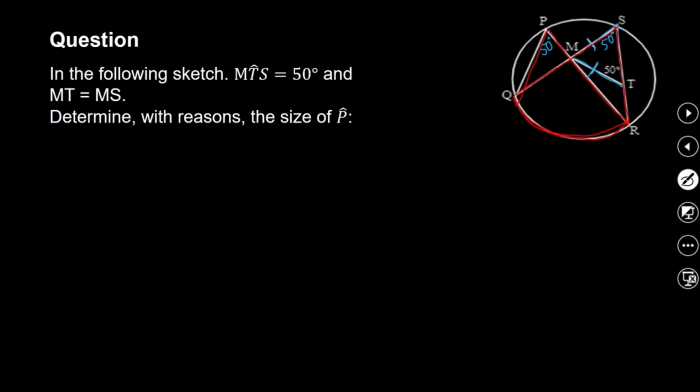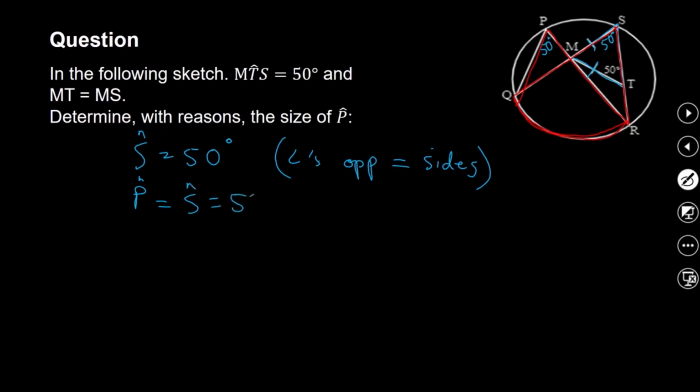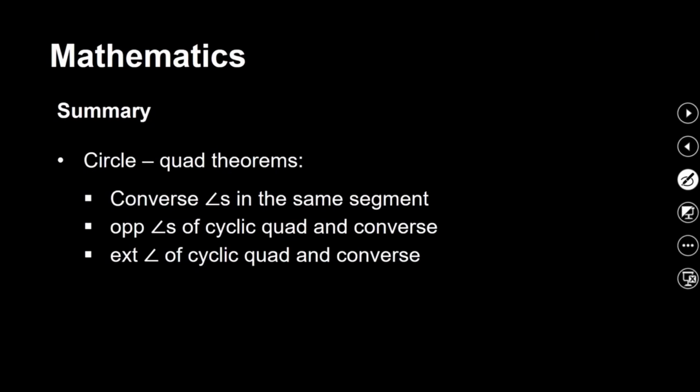So I will start by saying S is 50 degrees. My reason for this will be angles opposite equal sides, and since I know that, I will then say that P is equal to S, which is equal to 50 degrees, and this will be angles in the same segment, right? And then voila, I've done that particular part.